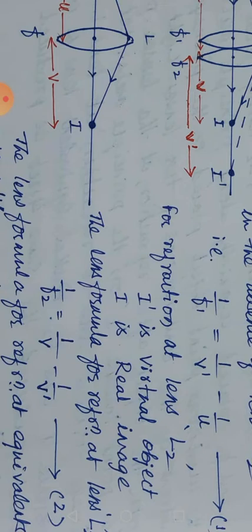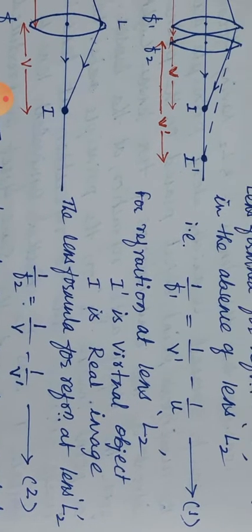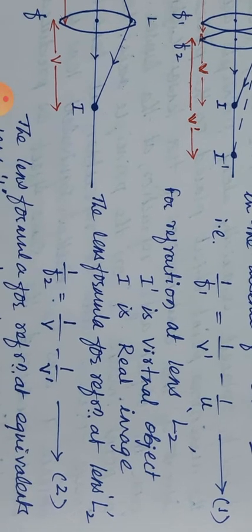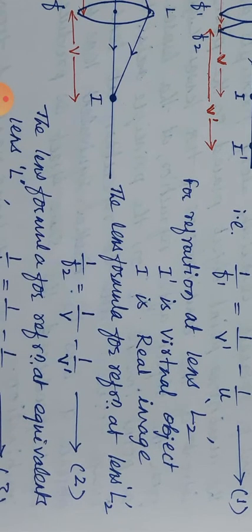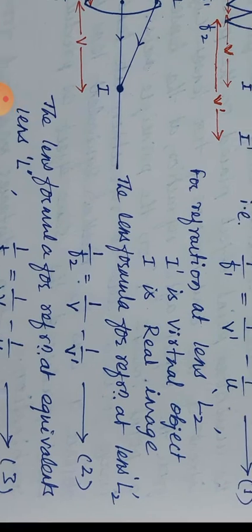Then, the lens formula for refraction at lens L2. For lens L2, the object distance is V dash, whereas the image distance is V. Writing the lens formula for refraction at lens L2, we can write 1 by f2 equals 1 by image distance, that is V, minus 1 divided by object distance, that is V dash. Let's call this equation 2.